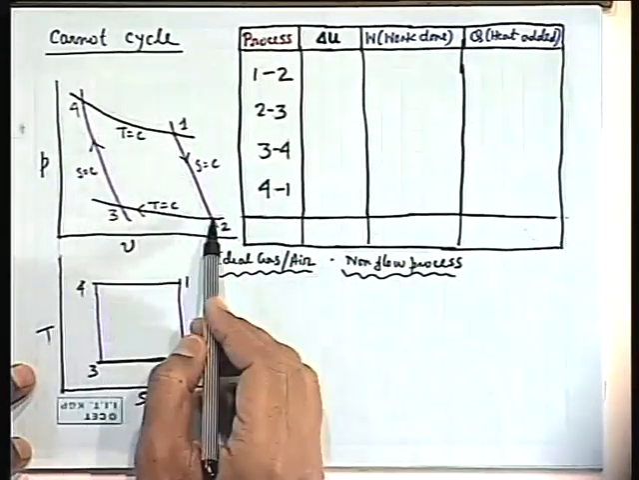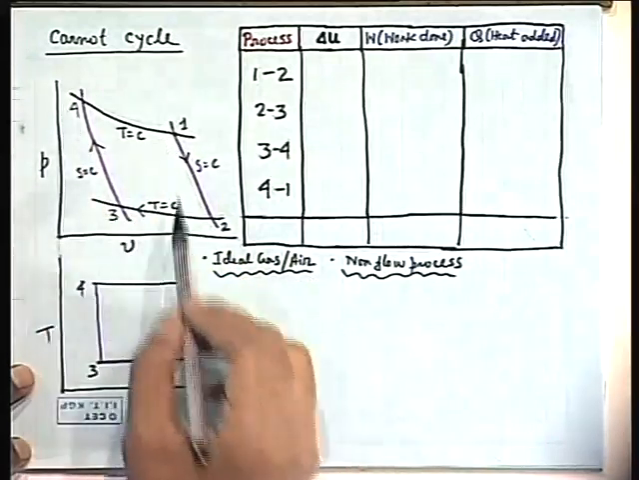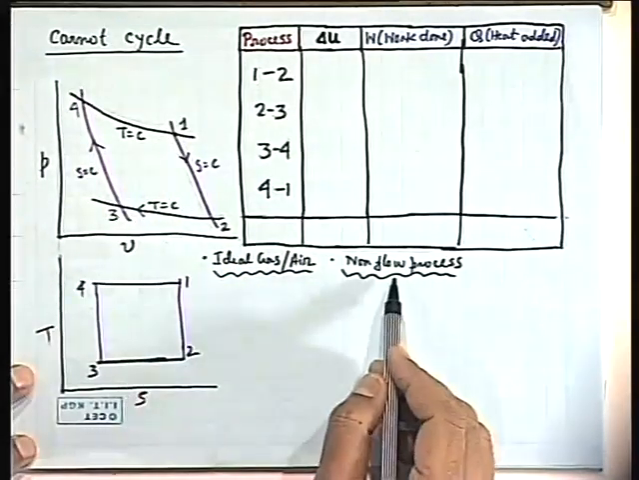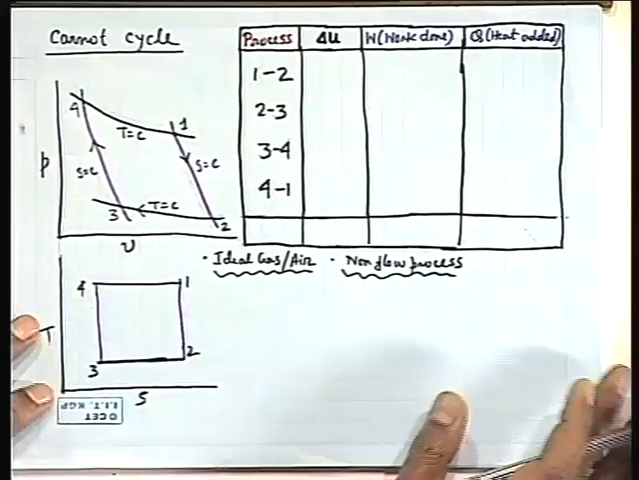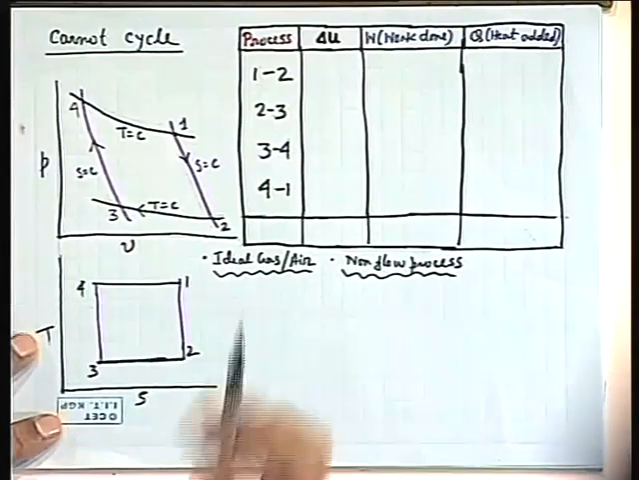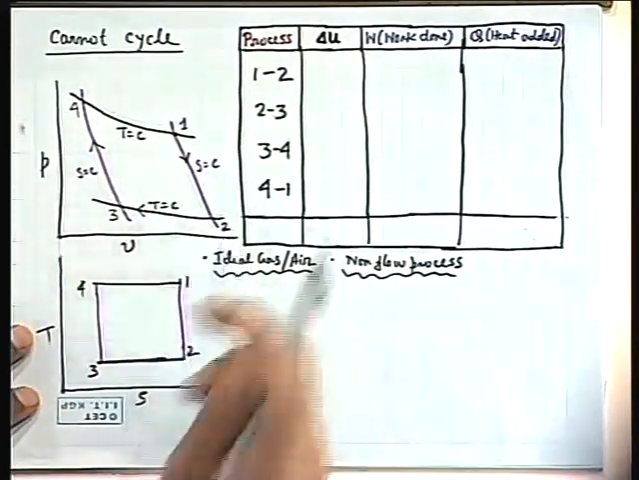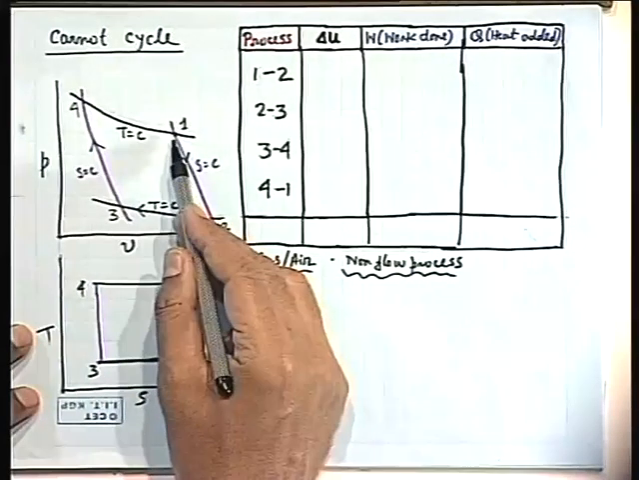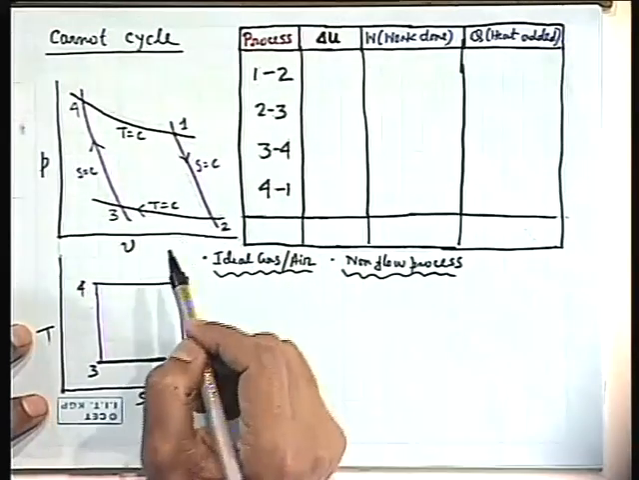A non-flow process being performed by the working fluid air during the cyclic operations. Non-flow process means process executed by a closed system. Now you see the process 1, 2, you start from process 1, 2. 1, 2 is an isentropic process. So what happens? Reversible adiabatic process.